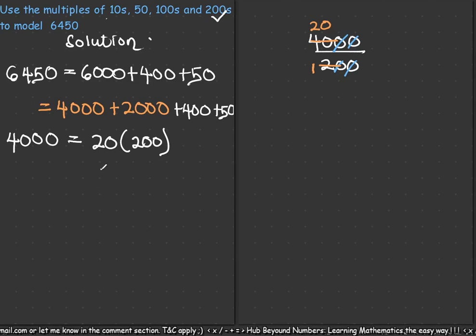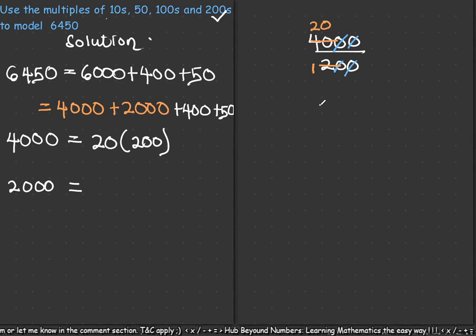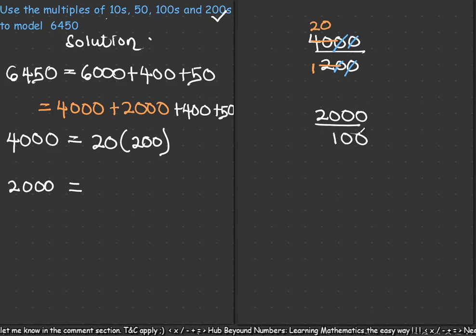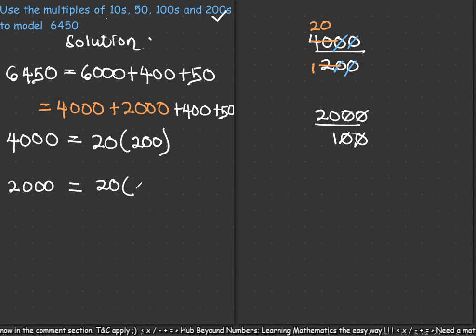Then we go to the next number, which is the 2,000. Remember, we want to write it in terms of the hundreds. So the same way, you come over here and divide so that you get your quotient. So divided by hundreds. And this one is very, very simple, as you can see. The zeros cancel out, and 1 into 20, 20 times. So our 2,000 here can be written as 20 times 100.